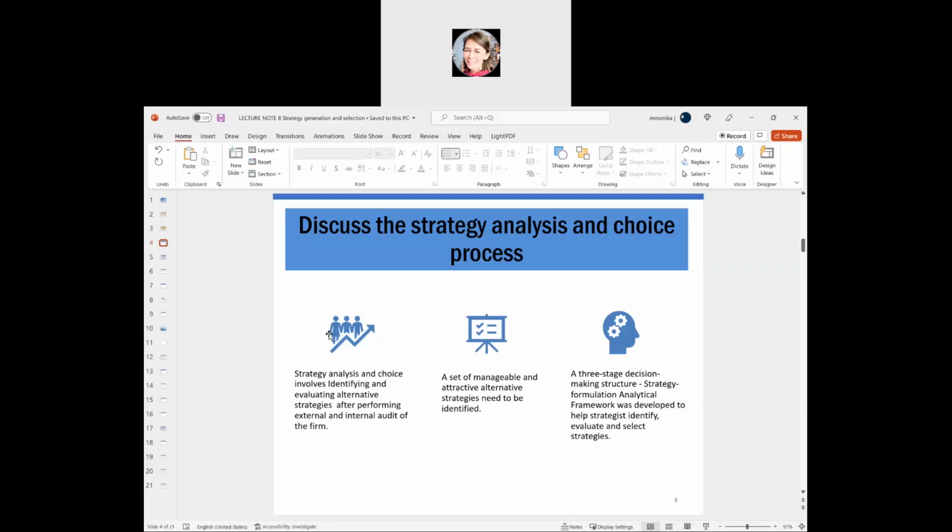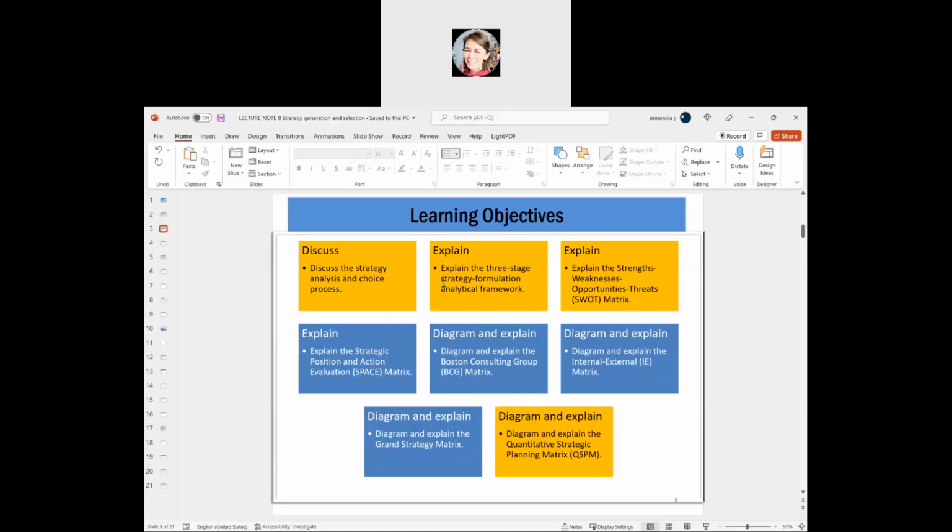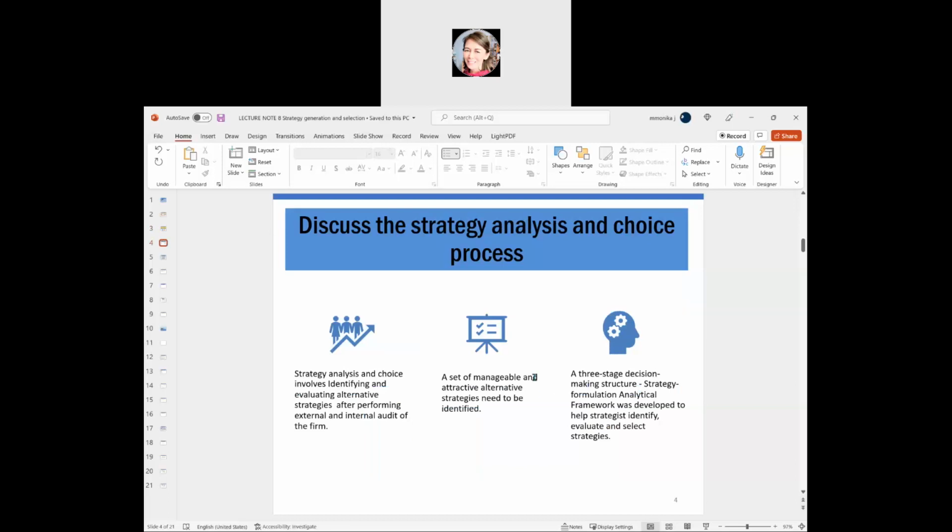So now what strategists normally do is to identify and develop a manageable set of the most attractive alternative strategies to pursue. Meaning to say, they have to decide based on these tools which strategies or tools they would most likely want to partake in.